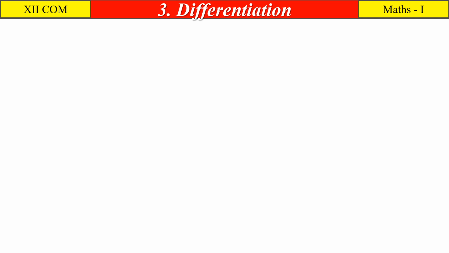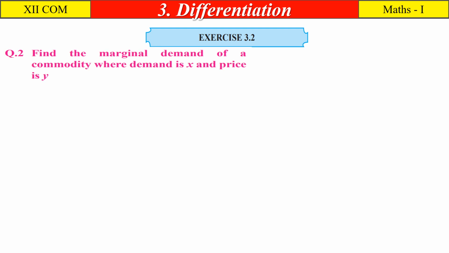Chapter 3 Differentiation. Exercise 3.2. Question number 2. Find the marginal demand of a commodity where demand is X and price is Y. So our question is Y is equal to X into e raised to minus X plus 7.